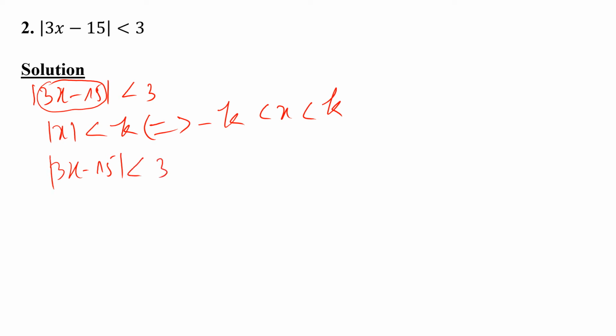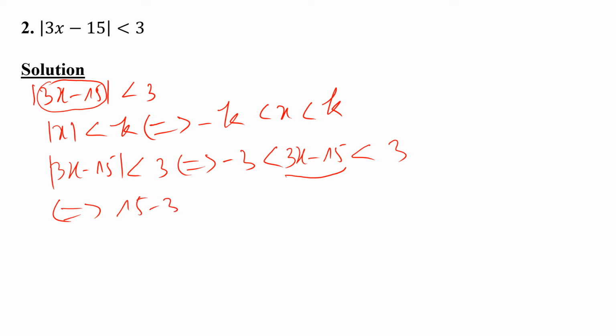Then we get the absolute value of 3x minus 15 less than 3, which is equivalent to -3 less than 3x minus 15 less than 3. Since we need x here, as you see we have -15, so we're going to add 15 to all sides. Now we get 15 minus 3, which is less than 3x less than 3 plus 15. 15 minus 3 is 12.